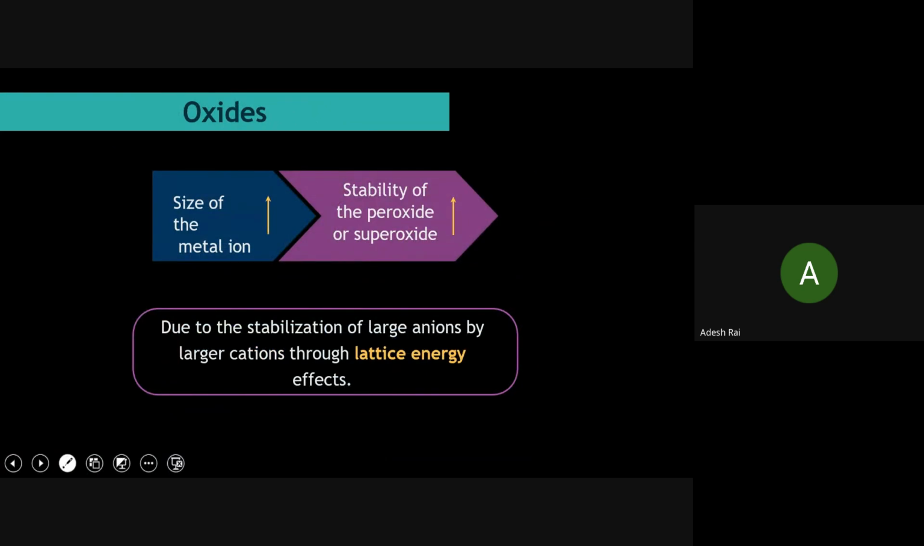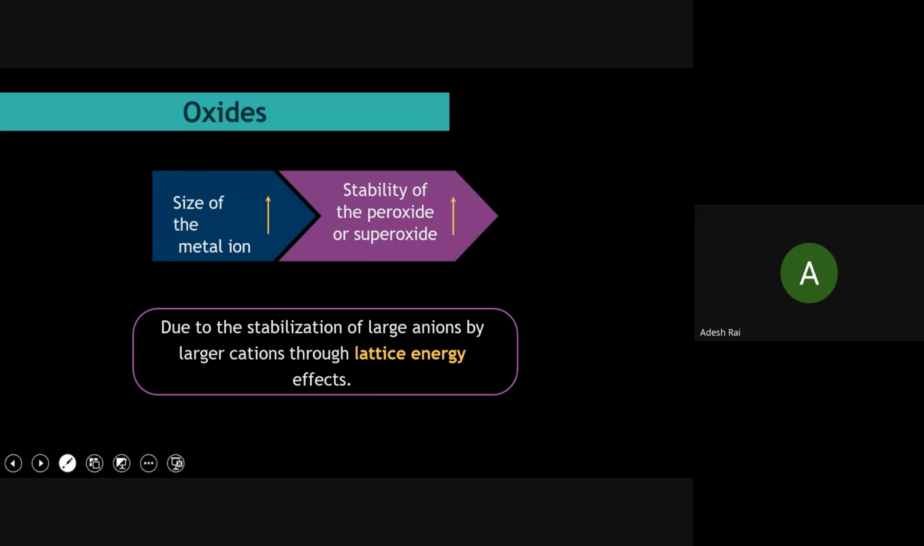Now, as the size of the metal ion increases, the stability of peroxide or superoxide increases. We all studied this. Just now, I told you the reason why peroxide or superoxide is formed. As the size of the cation increases, it wants a larger anion to interact with, because the compatibility of size should not be the issue. If the size is almost the same, then the overlapping and the bond formation will be good. Therefore, larger cations prefer larger anions.